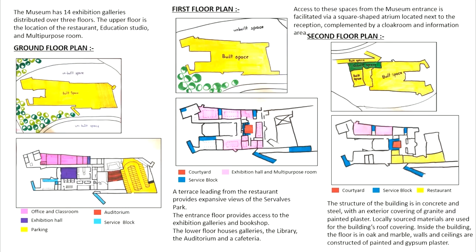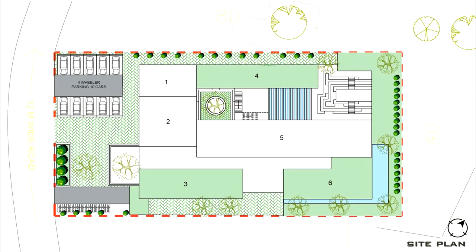At entrance floor there is an exhibition galleries and bookshops, and at the lower floor there is a library, auditorium and cafeteria. The structure of building is in concrete and steel with an exterior covering of granite and painted plaster. Inside the building the floor is in oak and marble. Walls and ceilings are constructed of painted and gypsum plaster. These are ground floor plan, first floor plan and second floor plan. This is the site plan.